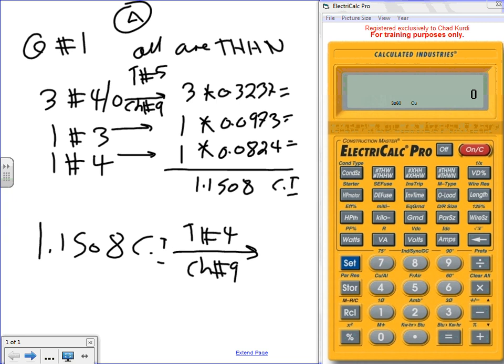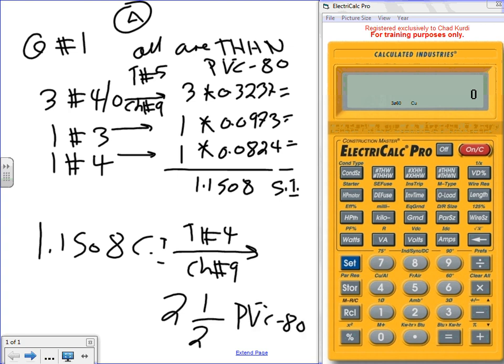Take the 1.1508 square inch to table number 4, chapter 9. Square inch or cubic inch? Oh, did I write cubic inch? Square inch, I'm sorry. This is square inch, cross-section area. Then if you go there, it will give you 2.5. And what conduit? I need you to do PVC schedule 80. So this will be 2.5 PVC schedule 80. Done. Anybody come up with something different?